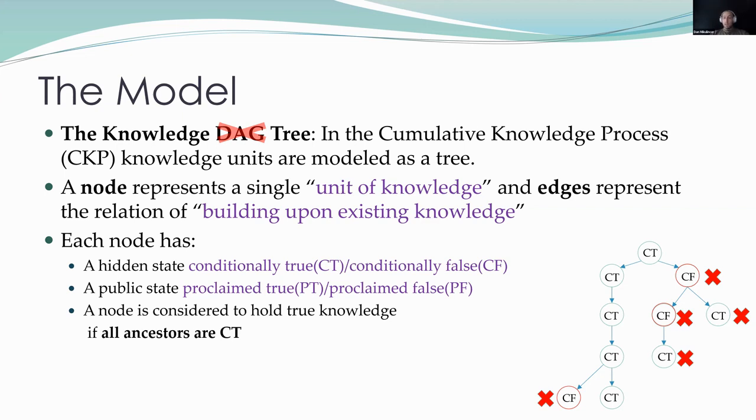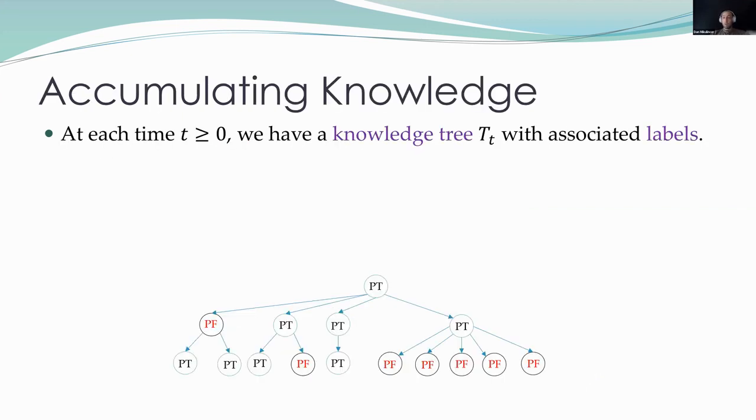Now I'll explain the dynamics. There are three processes going on. One is the process of accumulating knowledge, adding new units of knowledge. Then there's the process of introducing errors to the model. And then there's the process of removing errors from the model. So let's start with accumulating knowledge.